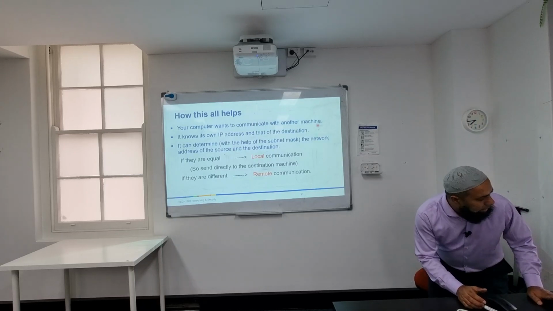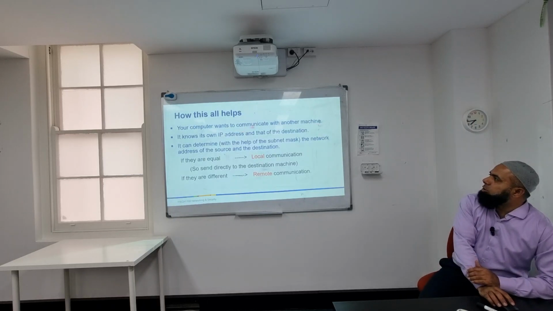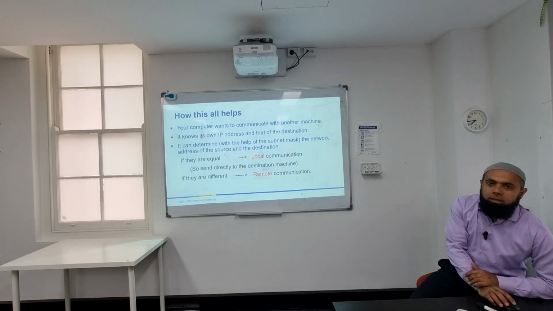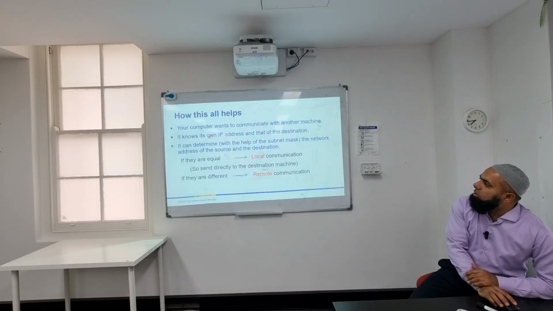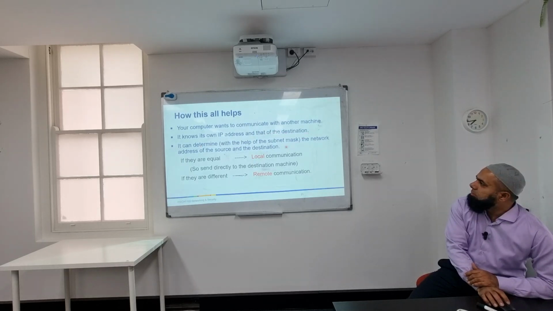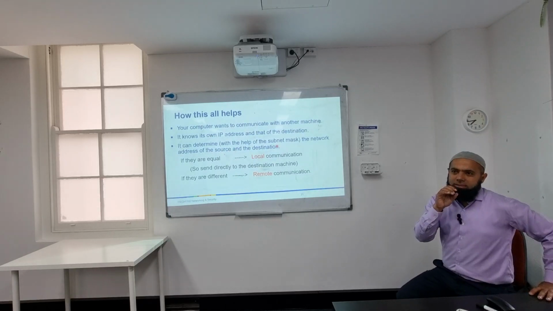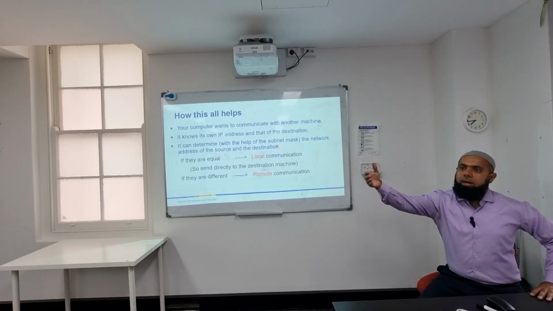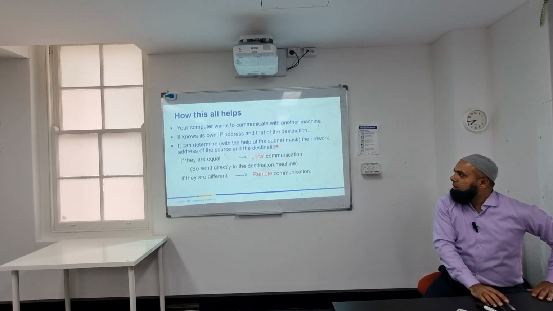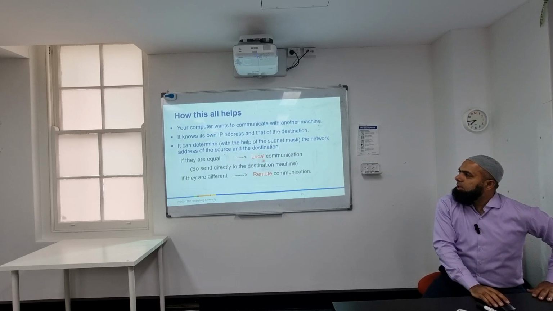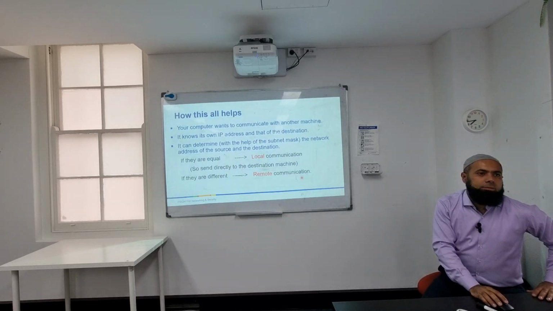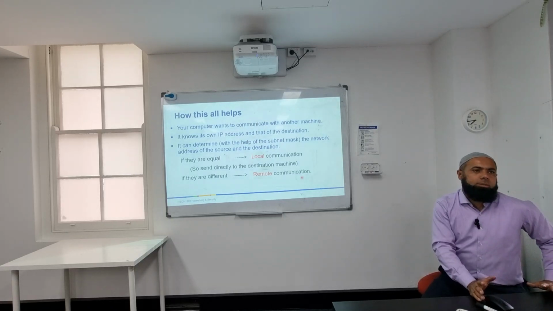So how does all this help? Your computer wants to communicate with another machine. It knows its own IP address and that of the destination. It can determine, with the help of the subnet mask, the network address of the source and the destination. So it means that with every IP address, we are able to know our network address as well. If they are equal, it is local communication. If they are not equal, it's a remote communication. That's how simple it is.